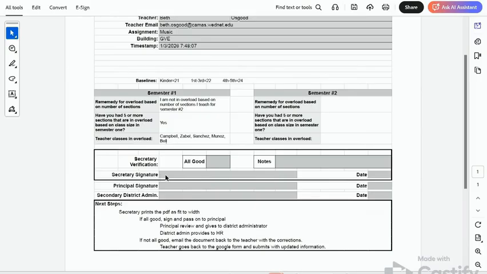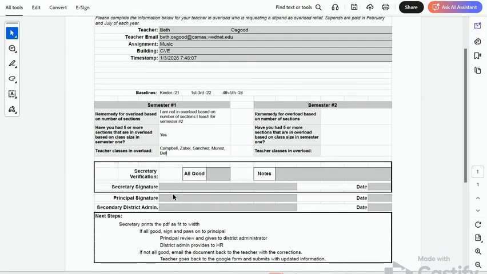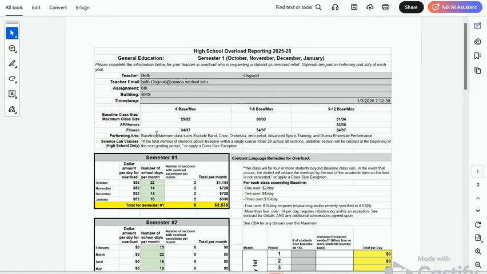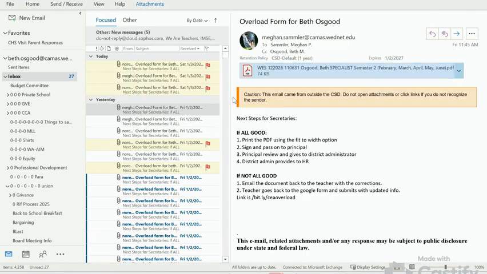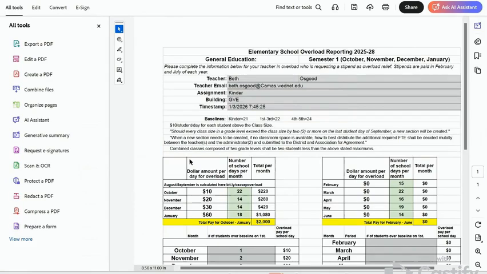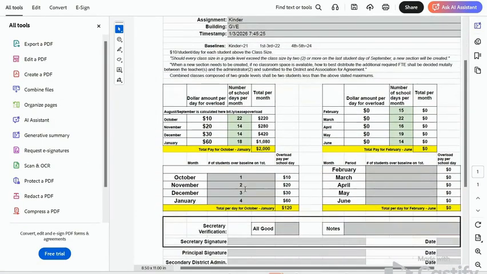Once the secretary signed off on it, and the principal signed off, the principal will forward it on to their administrator. And then from there, the district administrator will forward that on to HR. So that's the elementary specialist. Let me go pull an elementary regular. An elementary regular one is going to have numbers.